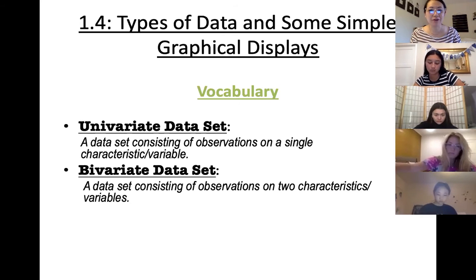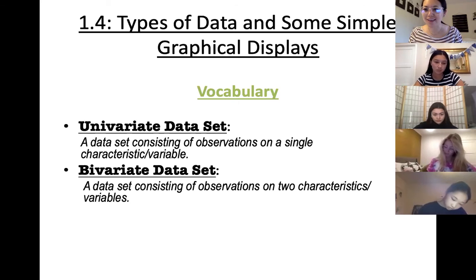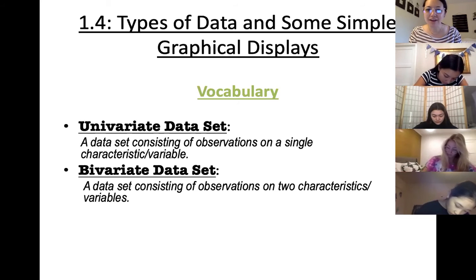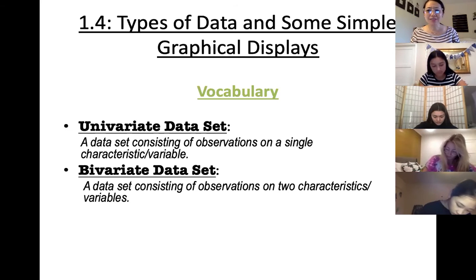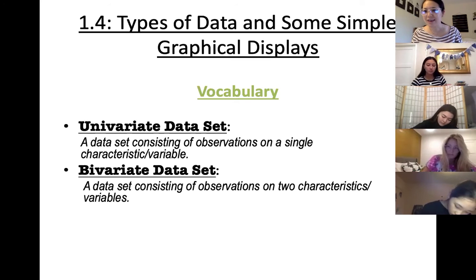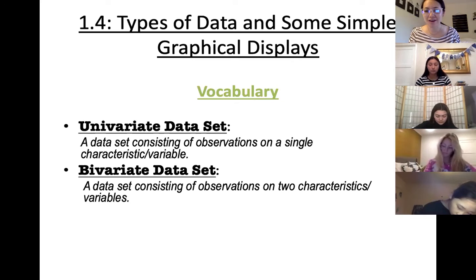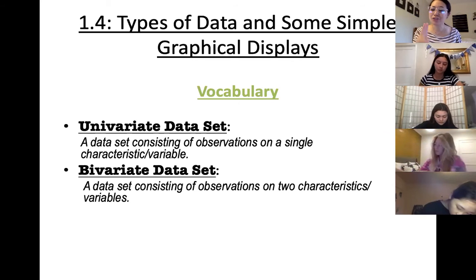Your second vocab term is bivariate data set. You can probably guess that bivariate data set means that there are two characteristics or variables for each observation. So this is like if I asked you guys to give me your height and weight, and we wanted to see if there's a relationship there. That would be considered a bivariate data set because you're asking two questions for every person.